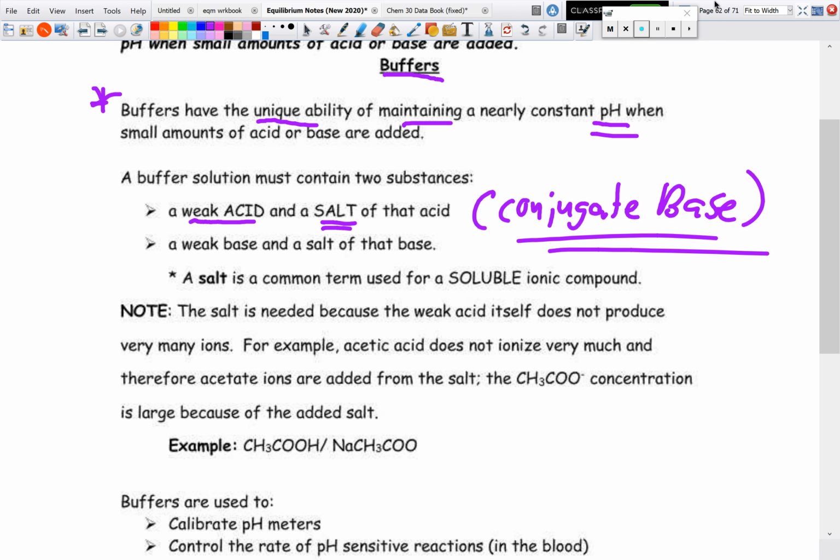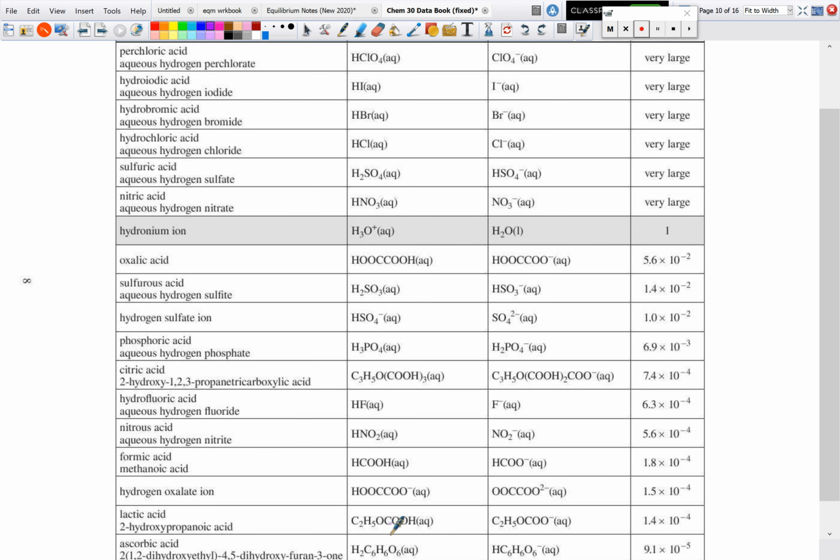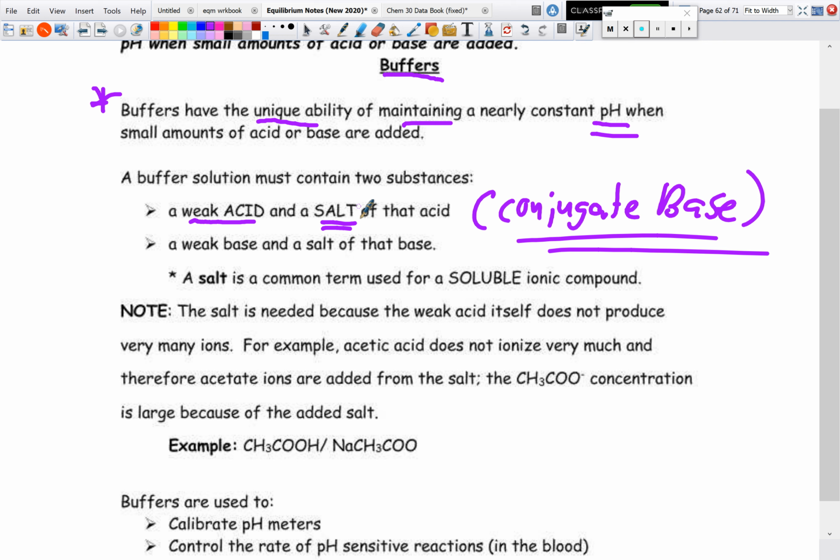So we call it a salt because if you look at some of our weak acids, like if you want to make one out of hydrofluoric acid, we need HF, but we need the fluoride ion as well, right? The conjugate base of the weak acid. Now the thing is, you cannot pick up a jar of fluoride ions. It doesn't exist. You can pick up something like sodium fluoride, lithium fluoride, so a soluble ionic compound that can get that in there. Now for soluble ionic compounds, chemists generally call them salts. So it's not just sodium chloride, it's an ionic compound, a soluble ionic compound of the conjugate base. So that's referred to as a salt. And that's why I have right here, a salt is a common term used for a soluble ionic compound.